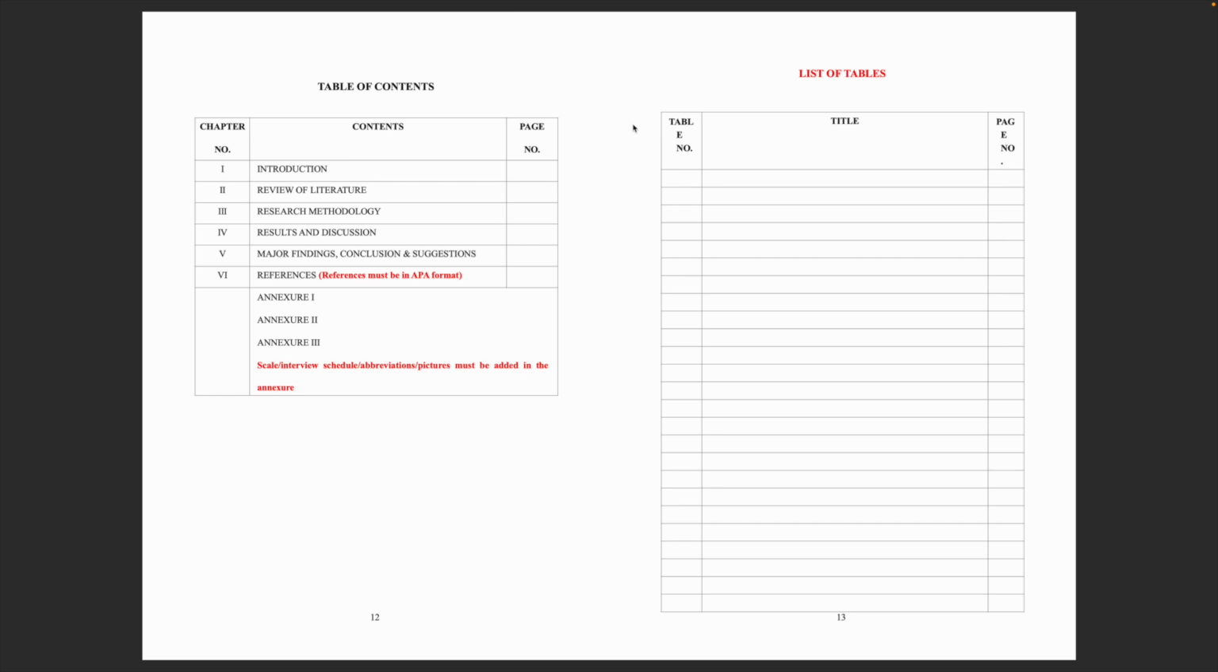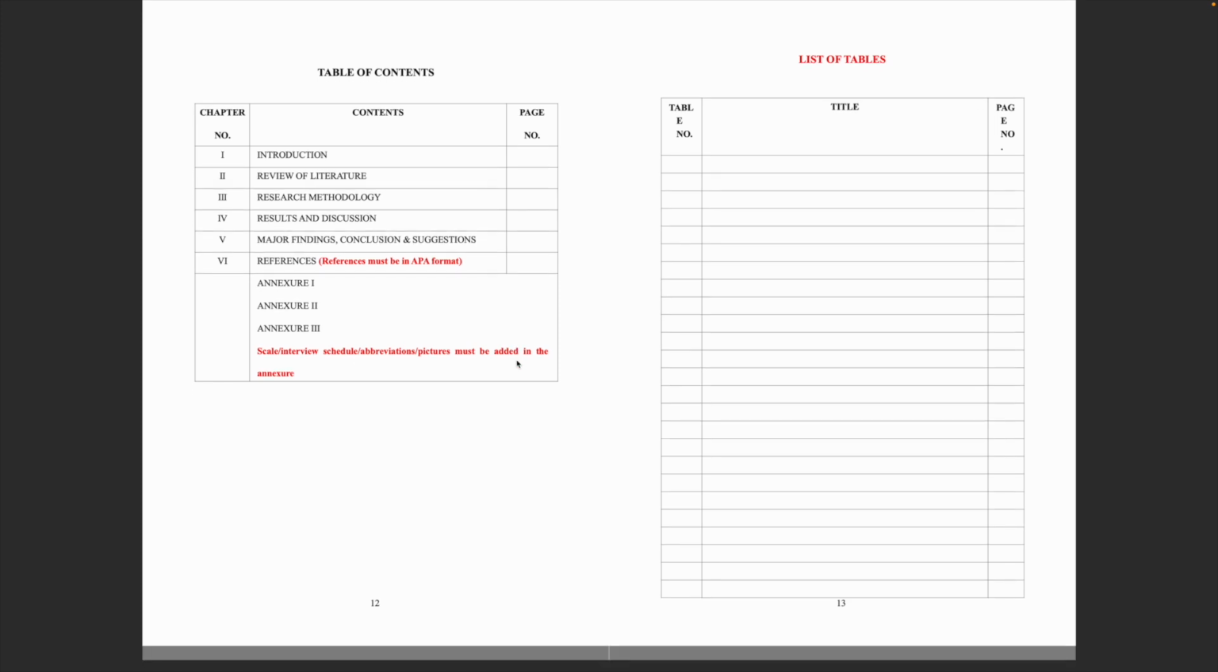Then you have the table of contents, where we discuss the different contents of the thesis: introduction, review, methodology, results and discussion, major findings, conclusion and suggestions, and then the references. Again, I have mentioned that it should be in APA format. It could be any format that your university is following. You might have annexure 1, 2 and 3. Here you should include your scale, your interview schedule, your abbreviations and pictures that are associated with the study.